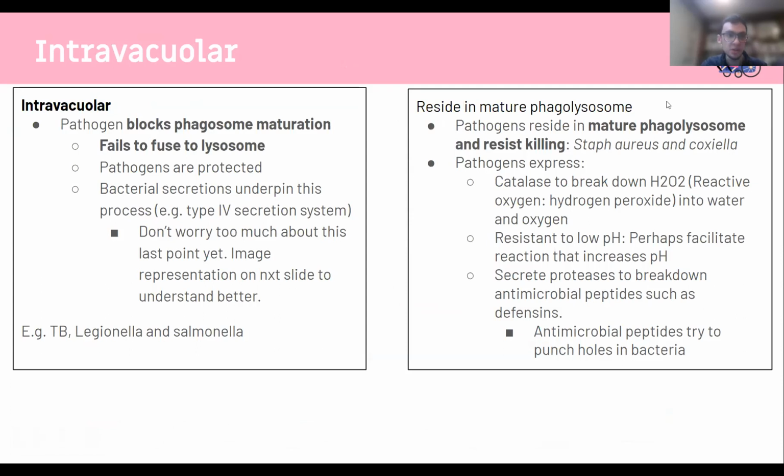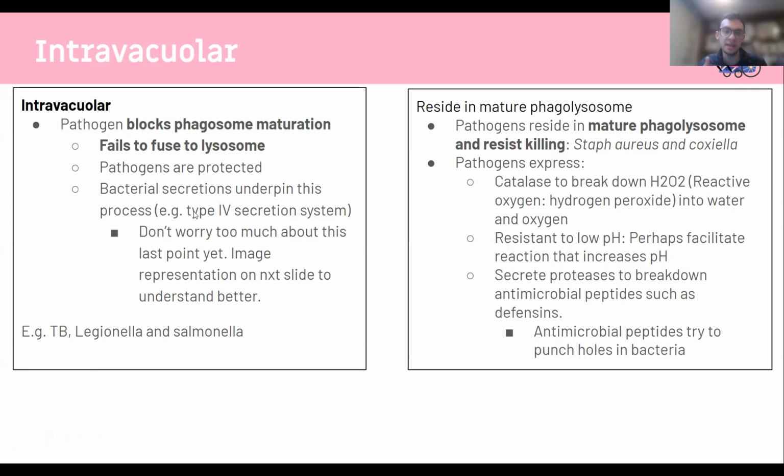What is intravacuolar? Intravacuolar is when a pathogen blocks phagosome maturation and, as a result, fails to fuse with the lysosome, so the pathogen is not destroyed. The pathogens are protected. Some bacterial secretions underpin this process, such as the type 4 secretion system. This is like a molecular injection, which we'll talk about in a bit.